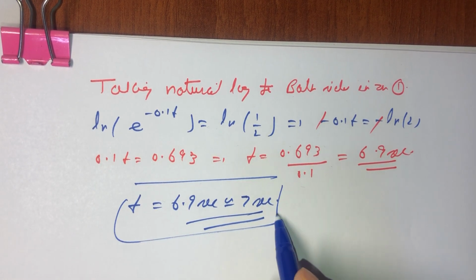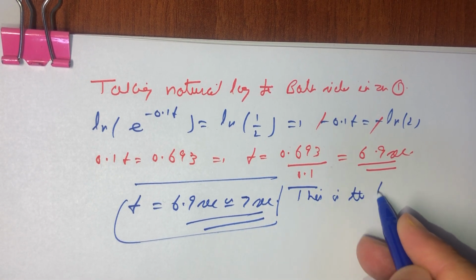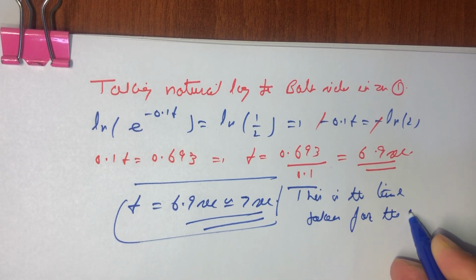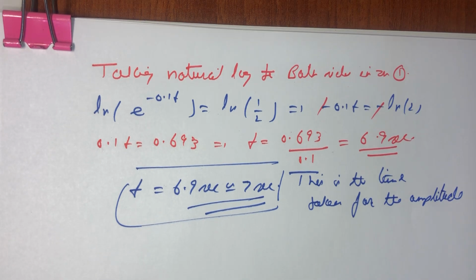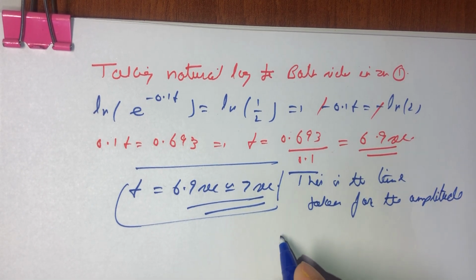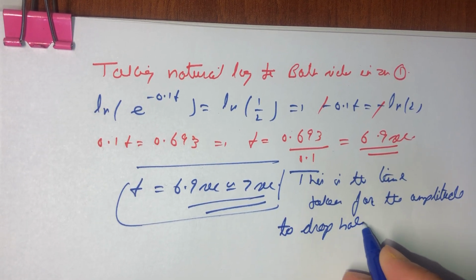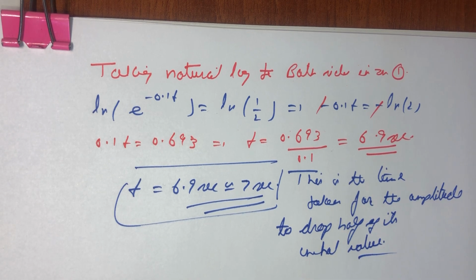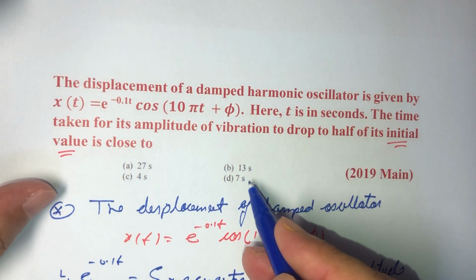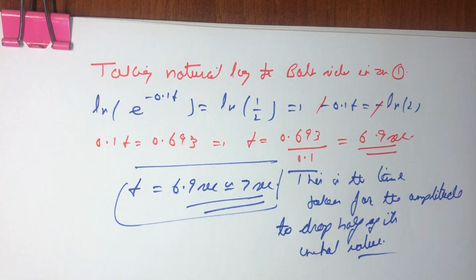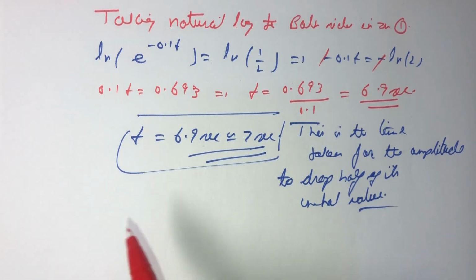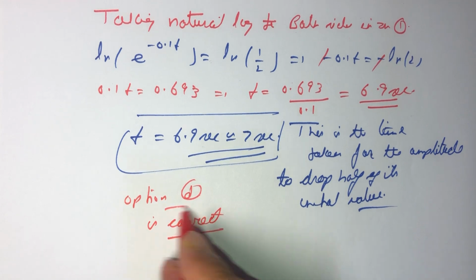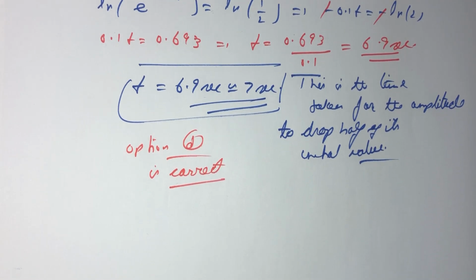So this is the time taken for the amplitude to drop to half of its initial value, and the option available to us that is closest is 7. So D is the correct option. Therefore we can say that option D is correct. So this completes the question. Thank you.